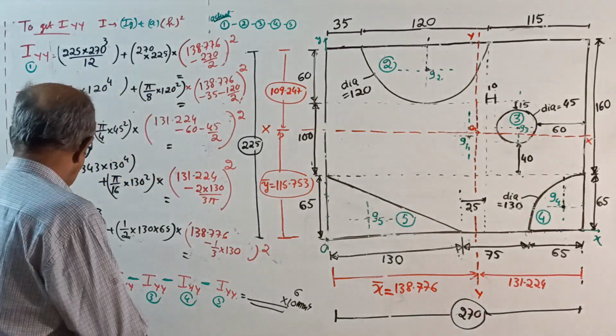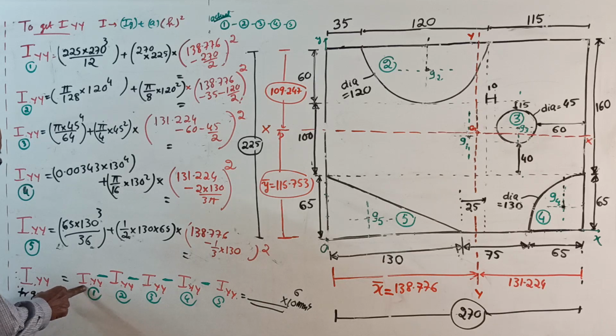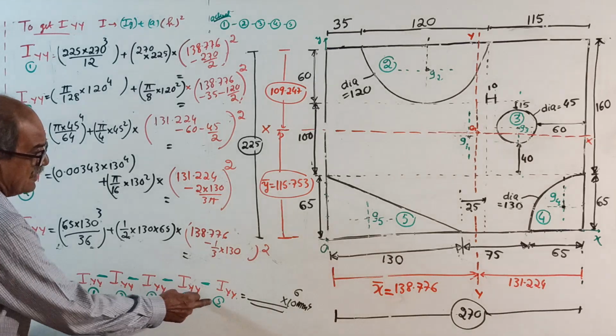Okay, leave it. Now finally, Iyy equal to 1 minus 2 minus 3 minus 4 minus 5.